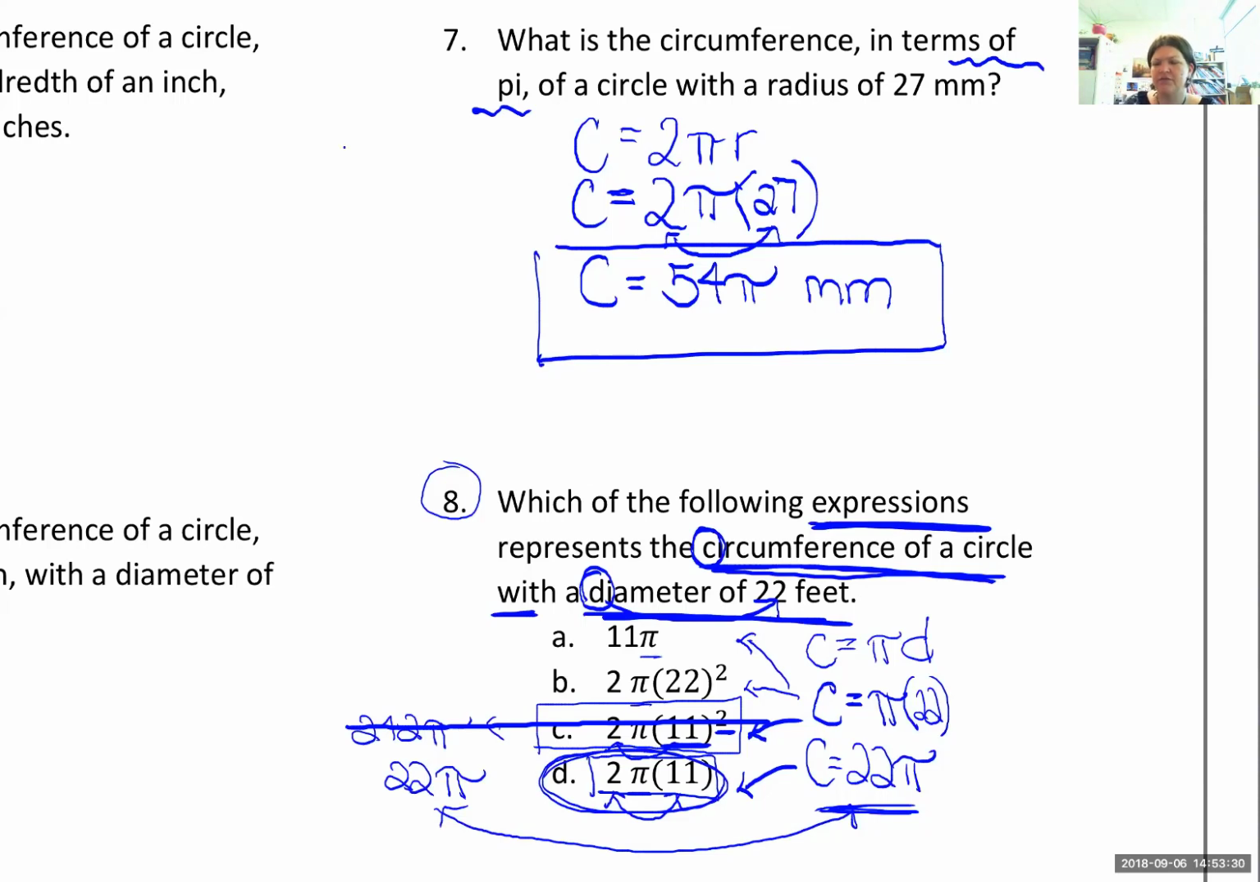How come their work looks different than mine? Anybody have a clue? Do you remember how there were 2 circumference formulas? Yeah. They used the other formula. They used C equals 2 pi r, and then they probably had to do the work to find out what r was. See, if my diameter is 22, my radius would be half of that, 11. Does that make sense? So they went a different way. Maybe they didn't remember my way, but they would have gotten to the same place in the end. Does that make sense to everybody?